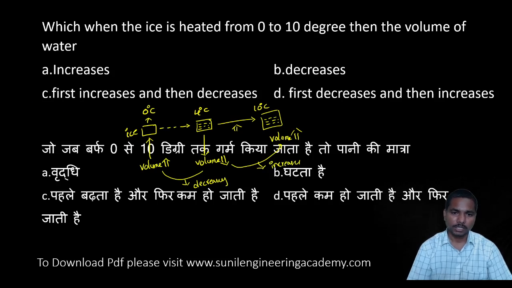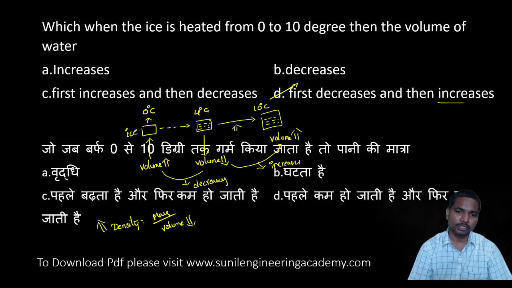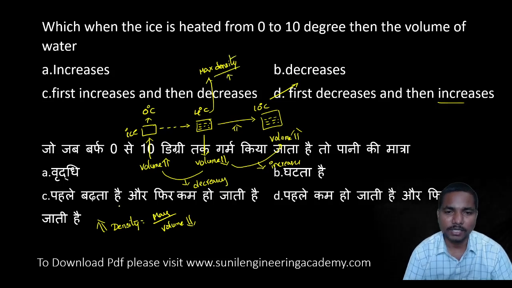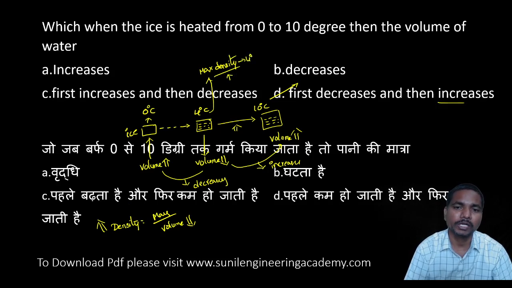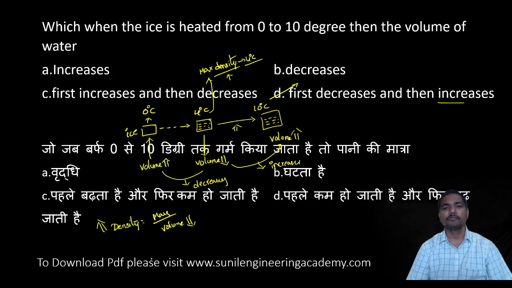So first it decreases and then it increases. Okay, and if you go with the density, mass by volume, here volume is less, which means density is more. So at 4 degrees centigrade, we can say maximum density. Very important: maximum density of water at what temperature? At 4 degrees Celsius. Okay, all of you clear?